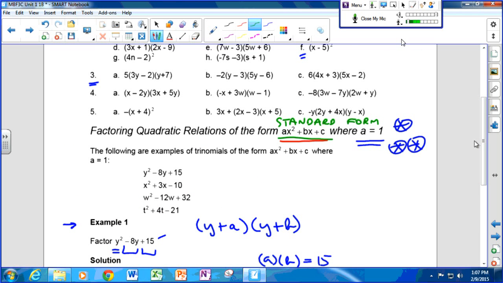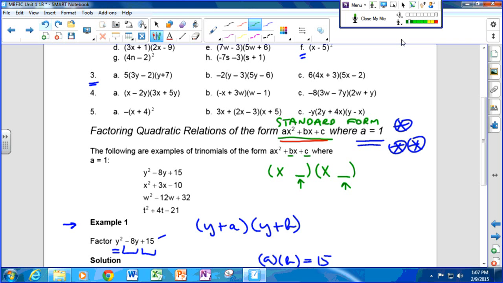So we know that the b and the c come from the two numbers that we multiply together, right? Sorry, that's not correct. There are two numbers here that multiplied together give us the c, and added together give us the b. I didn't mean to put that b in there. Okay.